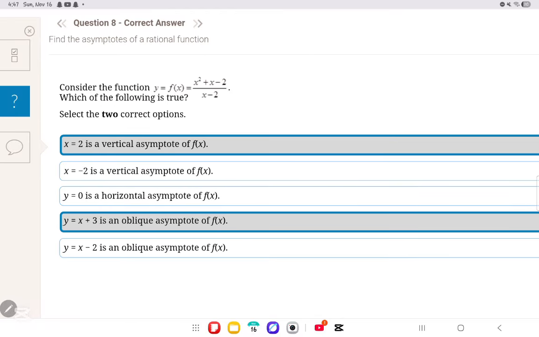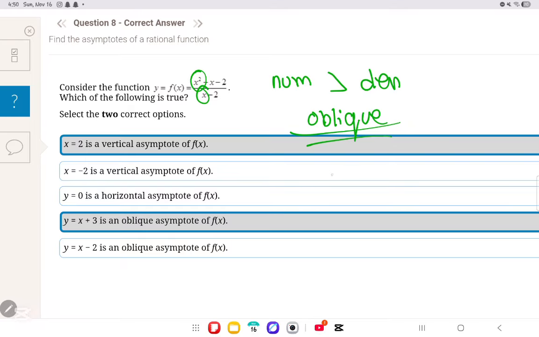Moving on to question number 8. What does it say? Here I will take the highest exponent with the highest exponent, x squared with x. Oh, sorry, I didn't read the question. They're not asking about what happens as you approach infinity. Consider the function y equals f(x). Here you need to check: the biggest exponent of the numerator is greater than the biggest exponent of the denominator. Directly, we have an oblique asymptote, and for sure we're always going to have a vertical asymptote.